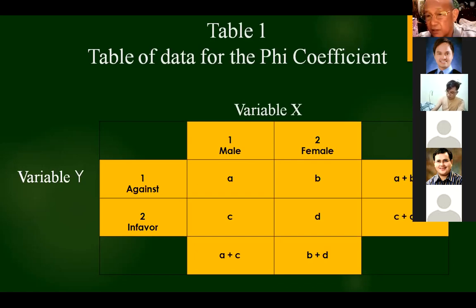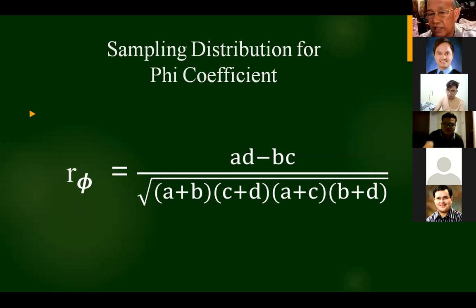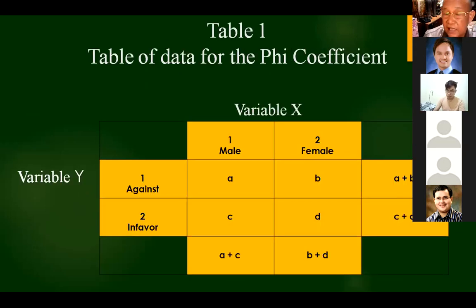Tapos, summarize ninyo. Get the sum. A plus B, this column. And then C plus D, this column. A plus C for this column. And B plus D for this column. Why? Why do we have to do it? Kasi the formula calls for ito. The Phi coefficient is computed using AD. So you can see that in the table kanina, no? Minus BC all over the square root of A plus B times C plus D times A plus C and B plus D. Kindly look at the table kanina, this one. Kindly look at this table.